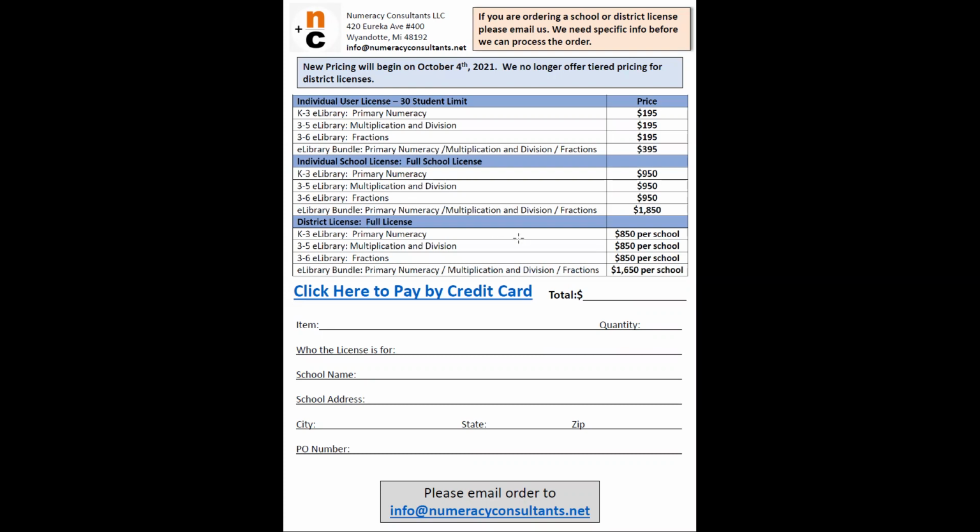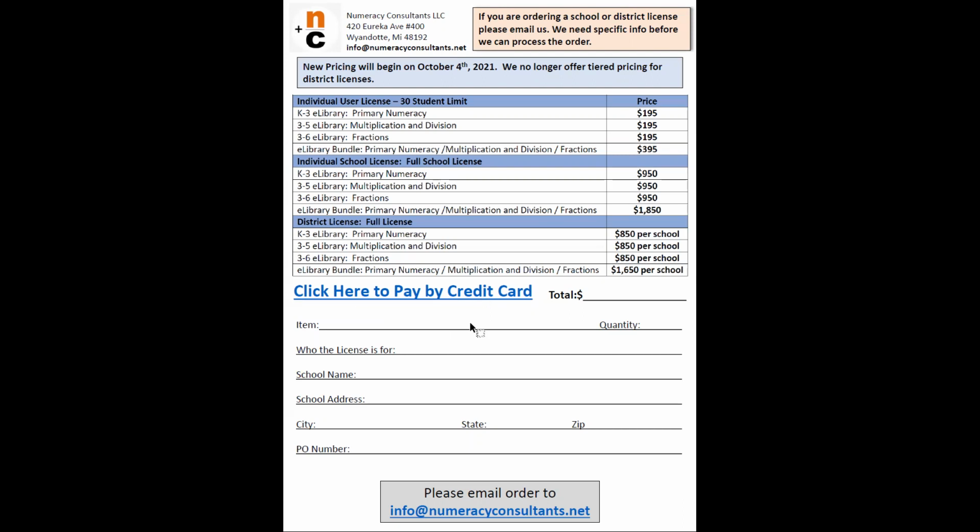And finally, a district license, it's $850 per school for the multiplication division e-library. And then if you get that as a bundle with all 3 programs, it's $1,650 right there. And again, if you take a look up at the individual user one, to get the bundle for all 3, it'd be $395. If you want to pay by credit card, just click on that link there.